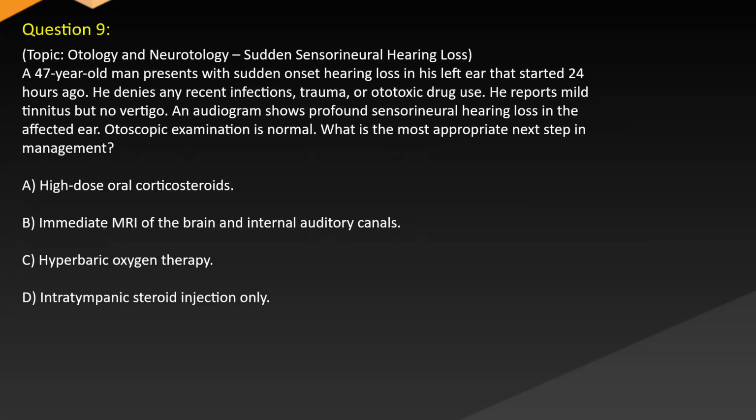Question 9. Topic: Otology and neurotology. Sudden sensorineural hearing loss. A 47-year-old man presents with sudden onset hearing loss in his left ear that started 24 hours ago. He denies any recent infections, trauma, or ototoxic drug use. He reports mild tinnitus but no vertigo. An audiogram shows profound sensorineural hearing loss in the affected ear. Otoscopic examination is normal. What is the most appropriate next step in management?